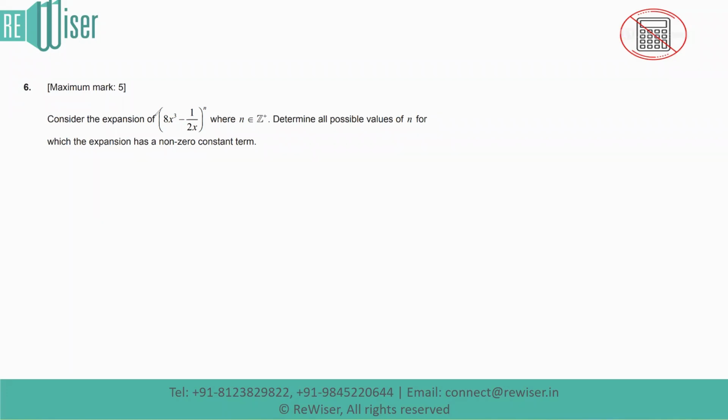Now, whenever we talk about a binomial expansion, and I need to think about finding a constant term, we should always think about doing it like this. That is, whenever a binomial expression is given in the form (a + b)ⁿ, the general term of this expansion would be equal to nCr times aⁿ⁻ʳ times bʳ. Now, if I use this, in place of a we have 8x³, and in place of b we have −1/(2x).